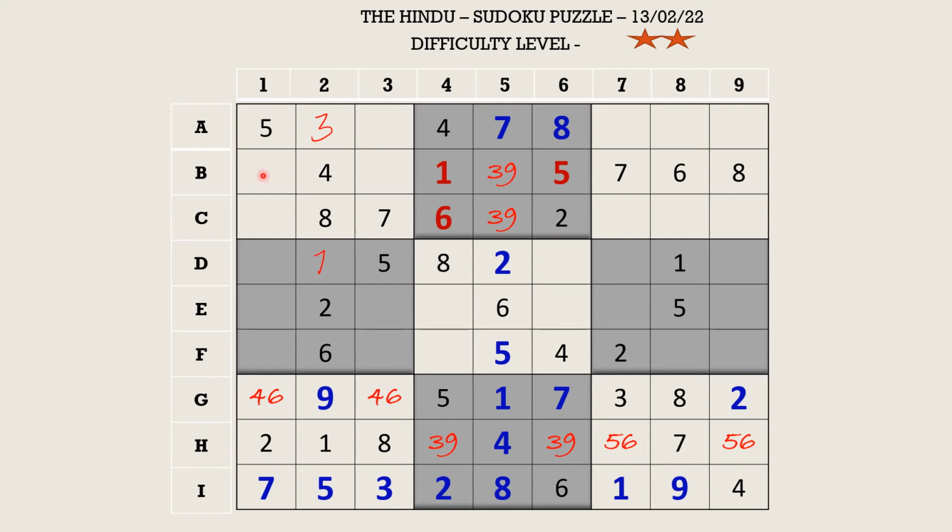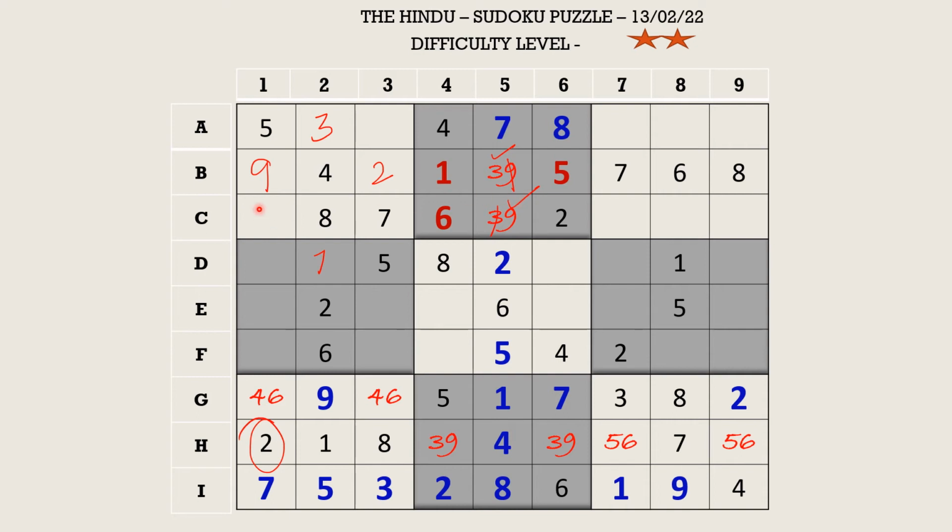Similarly, in B row, there are 3 missing numbers, and the numbers are 2, 3, and 9. There is a 2 blocking from here in column 1. So 2 goes here in B3. Now there is a 3 blocking here. So B1 takes 9. This 9 cancels out the 9 here. So B5 becomes 3 and C5 takes 9.